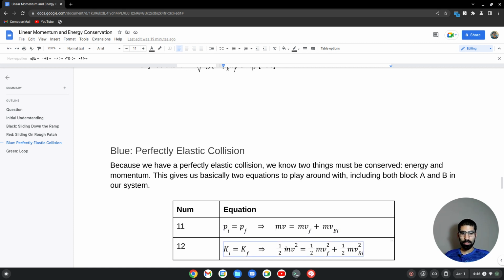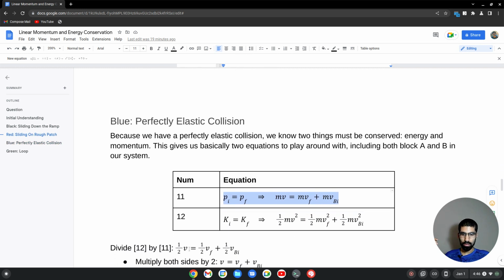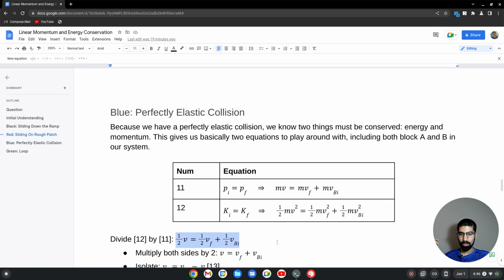These seem similar though, because MV, MV, MVF, MVF, and so on. What if we just divide this equation by this equation? I did that, and the masses cancel out, and the squared terms cancel out. So this is much neater. We can also multiply both sides by 2, which gets rid of these fractional terms, and now we have a pretty simple equation.